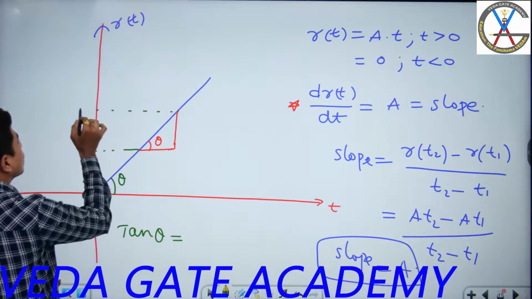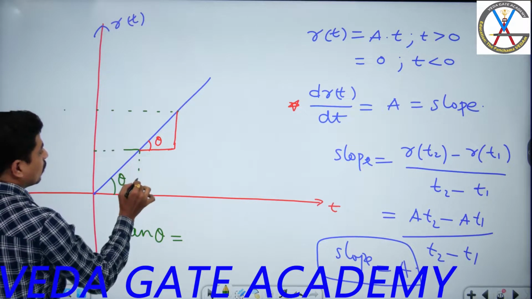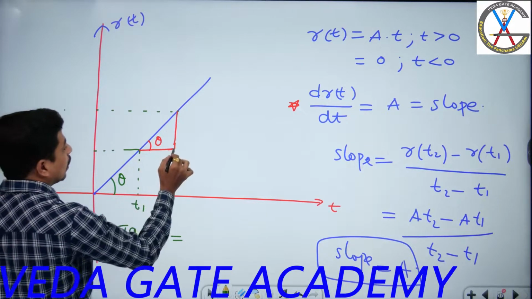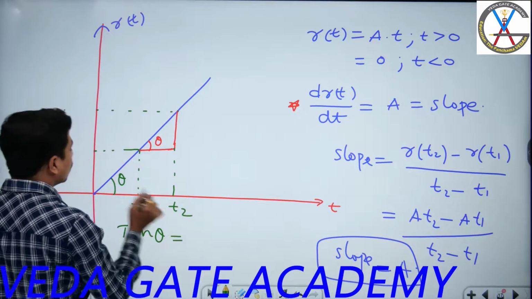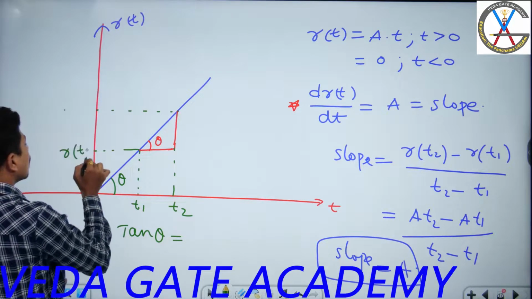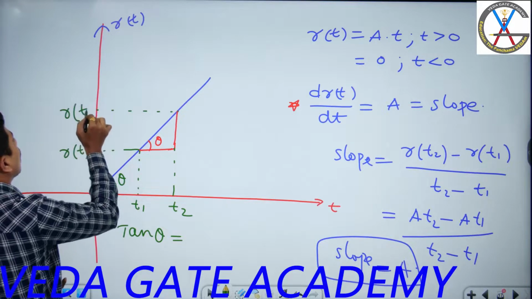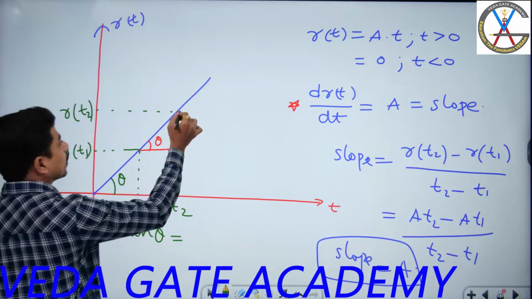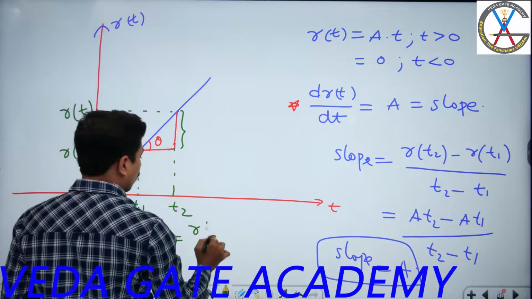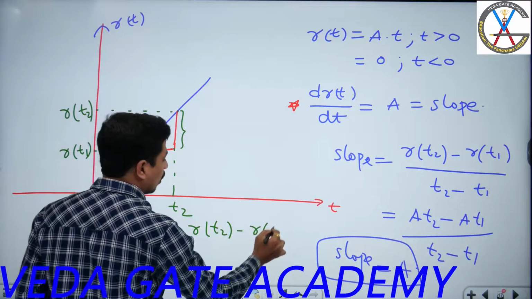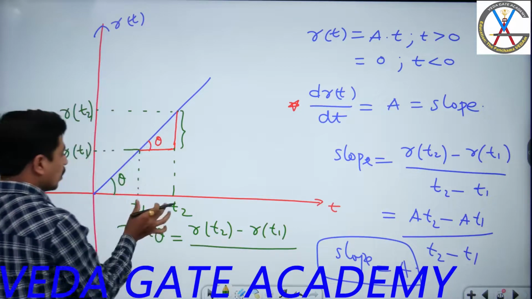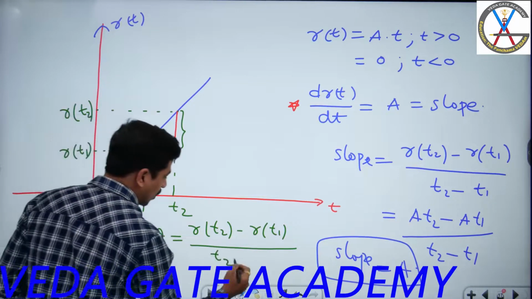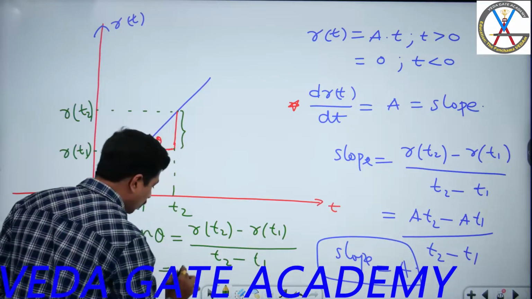Let's take the first time as some t1, and let's take this time as some t2. Then what is this value? R of t1. What is this value? R of t2. Tan theta means opposite side over adjacent side. What is this length? R of t2 minus R of t1, divided by what is this? This is t2 minus t1. That is equal to a.